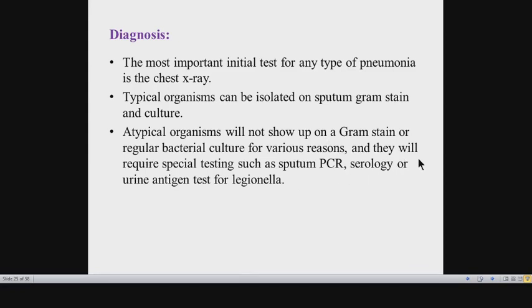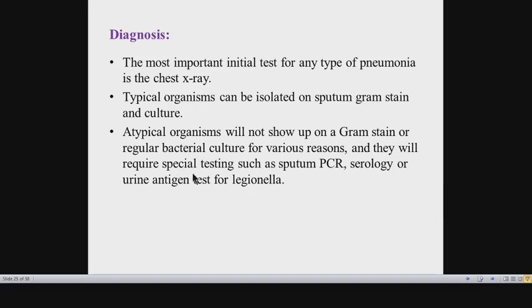And in some cases, like in pneumonia caused by Legionella, we can confirm the diagnosis by urine antigen tests. So atypical organisms will require special types of investigations. They will not show up simply on gram stain and culture. They will give you negative sputum gram stain and culture. And we can demonstrate these organisms either on sputum PCR or on serological tests, or by doing urine antigen tests in case of Legionella.